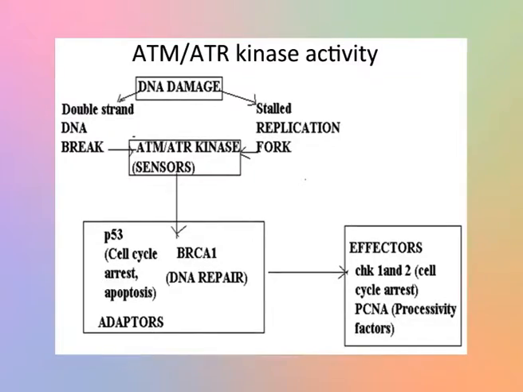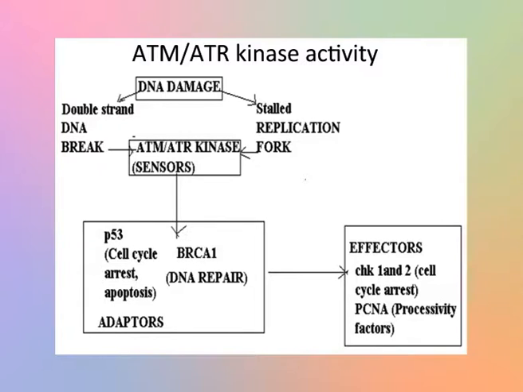Not only that, we can find a complex structure produced by DNA2, by RPA, replication protein A, along with BLM helicase. Ultimately, when such double-stranded breaks are produced, they will be sensed by ATM kinase. ATM is related to ataxia telangiectasia, a disease. So ATM kinase will recognize the double-stranded break, and ATR kinase will sense replication fork blockage.